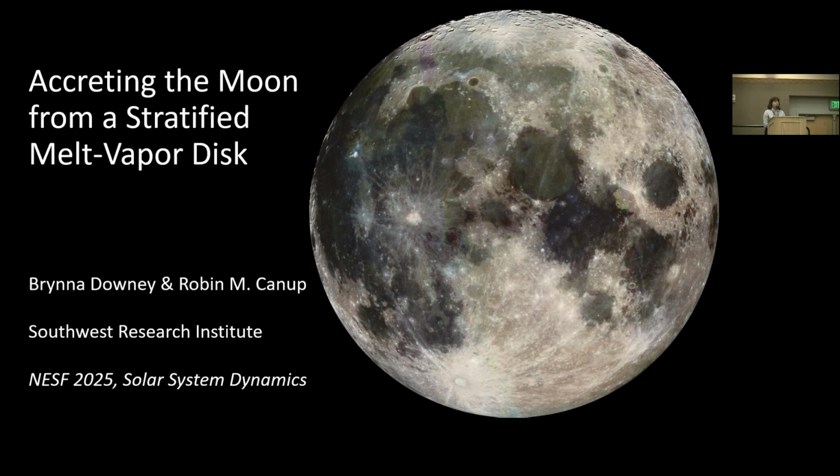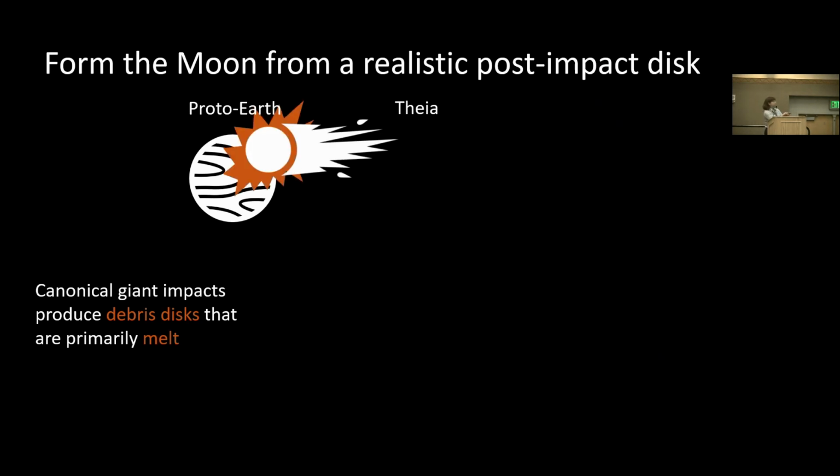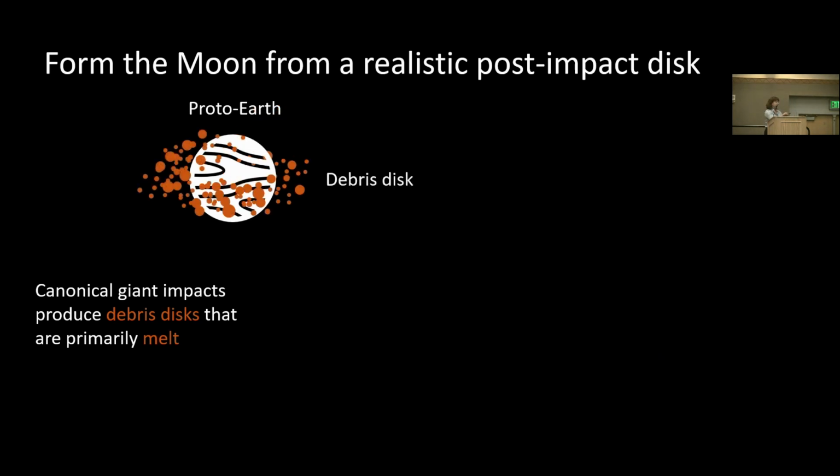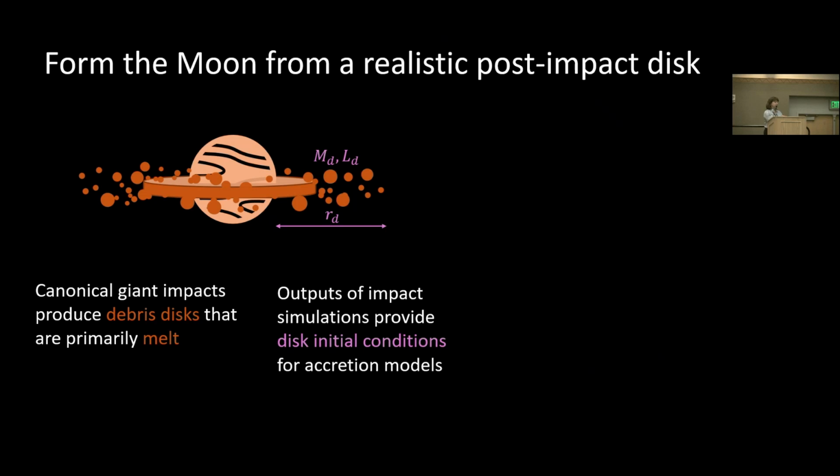So I'm going to be sharing with you an updated model of lunar accretion. In the canonical giant impact theory for the formation of our moon, a Mars-sized protoplanet Theia collides with the early Earth. And then this collision forms a debris disk that is composed primarily of melt, and which settles into the equator plane of the Earth. Impact simulations can predict the bulk properties of these disks, like the mass and the angular momentum, and then we take these bulk properties and they become the initial conditions for our disk that we feed into our accretion model. We form the moon.